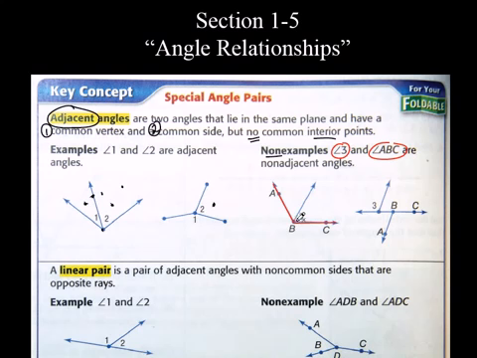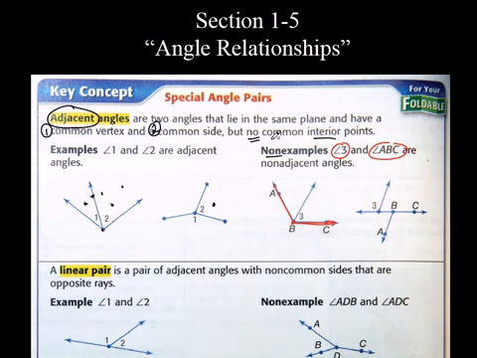So let's take a look. First of all, do they have a common vertex? Yes, they do. Angle 3 has this point B as a vertex, and angle ABC, the big angle, has this point as a vertex. So number 1 is true. So far, they're adjacent angles. What about 2? Do they have a common side? Angle 3 has this and this. So yeah, they do. Look, this side right here is in angle 3, and it's also part of angle ABC. So yes, it does have a common side. So far, they're adjacent angles.